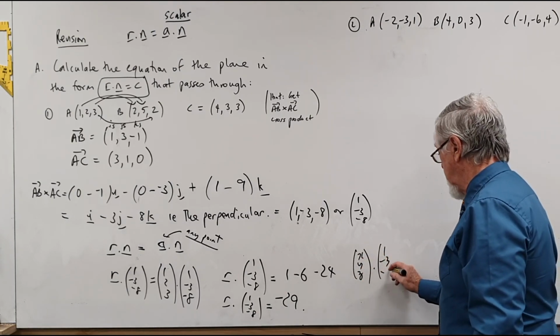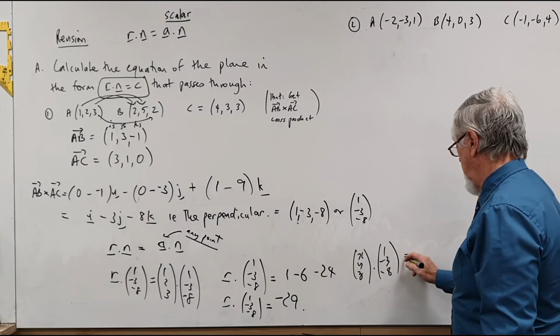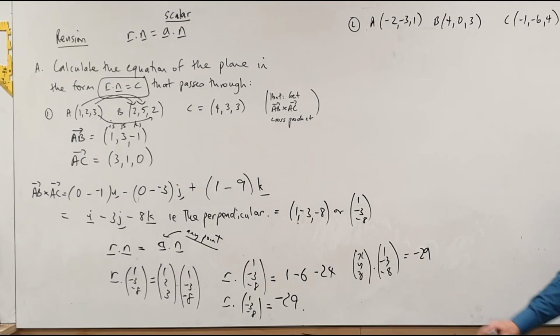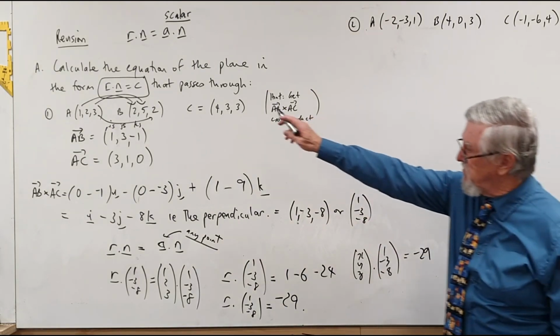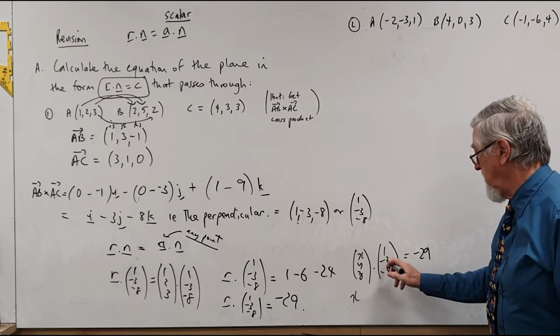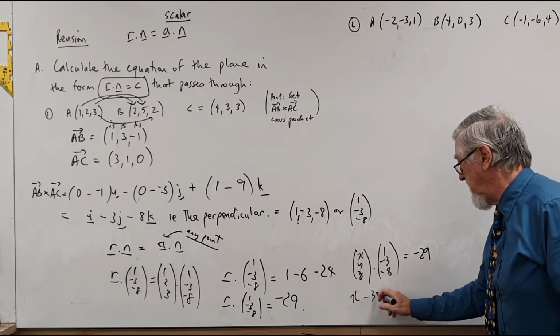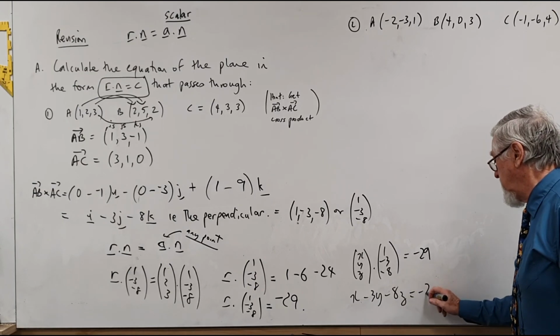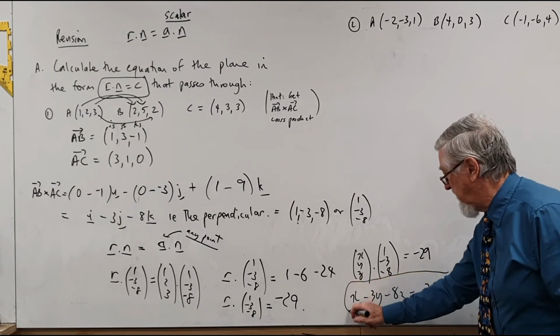Now, I breeze through this like this is really obvious to people, and maybe it isn't. So we're now doing the dot product again, not the cross product. So we've got the X times the 1 is X, the minus 3 times the Y, and the minus 8 times the Z equals minus 29. Now we've got it in Cartesian form.